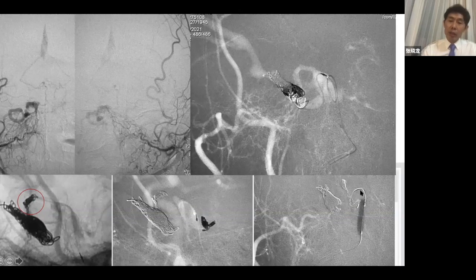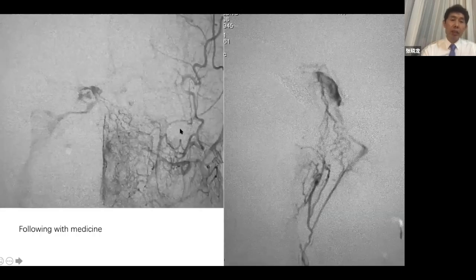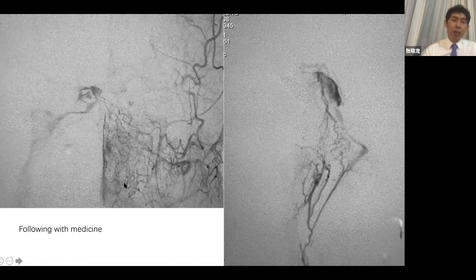At last, we opened the occluded inferior petrosal sinus. And this is the result. This is the post-operative. Although there's a little fistula here, the inferior petrosal sinus was reopened. It becomes a good one, no reflux to the ophthalmic or even the deep vein. So we followed with the medicine. The medicine we often use is aspirin and warfarin for antiplatelet and anticoagulation.